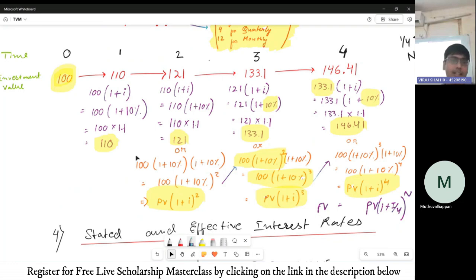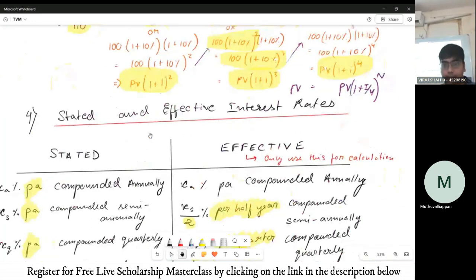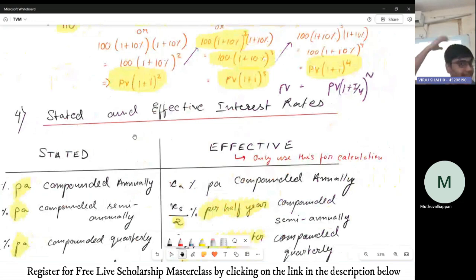Now आप heading दो तीसरा, stated and effective interest rates. Give the third heading as stated and effective interest rates.